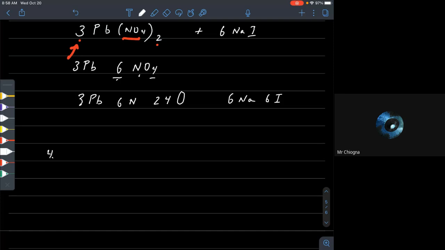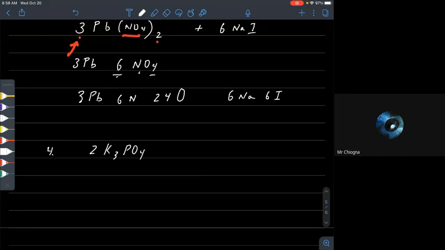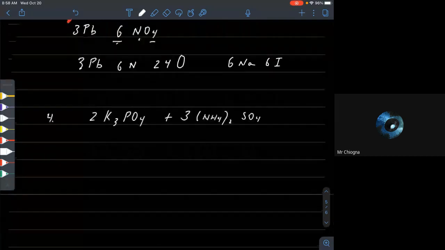Okay. Now, let's go over this. Backtrack to 4, and then I'll start the new stuff, balancing. Okay, 2K. We need this. What we're doing now, we need this to balance the equation. Plus 3 (NH4)2SO4. Okay.